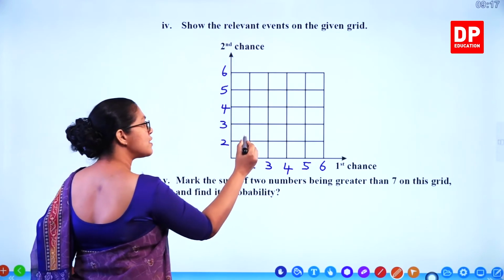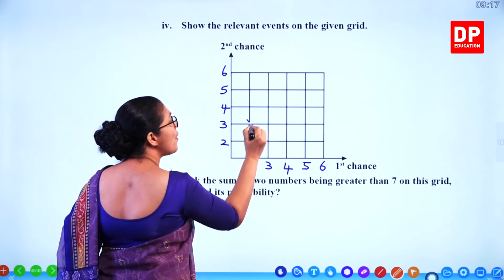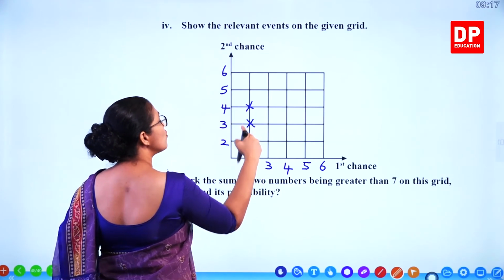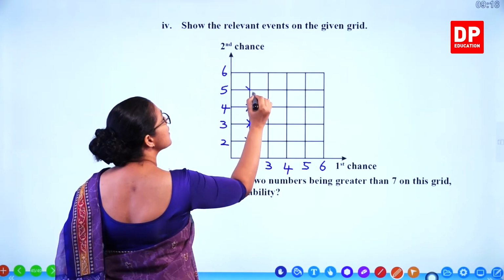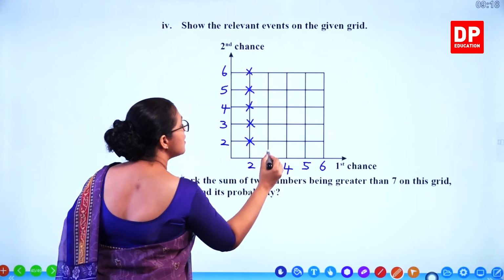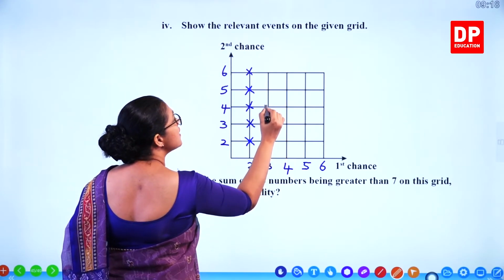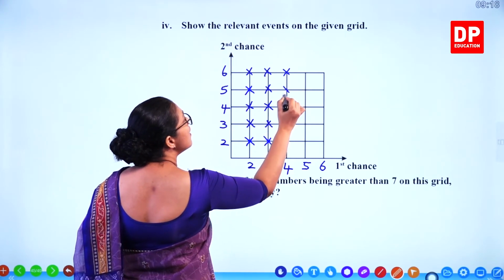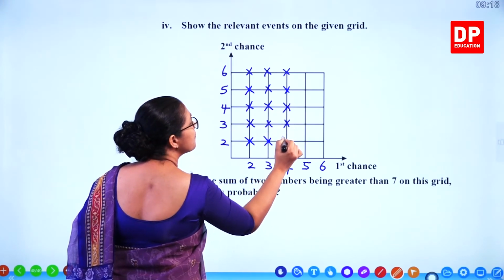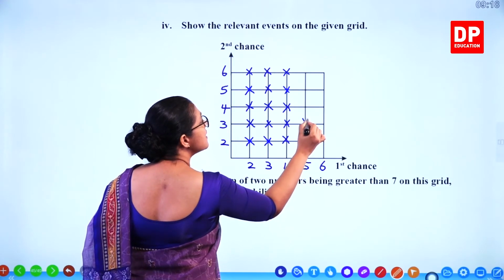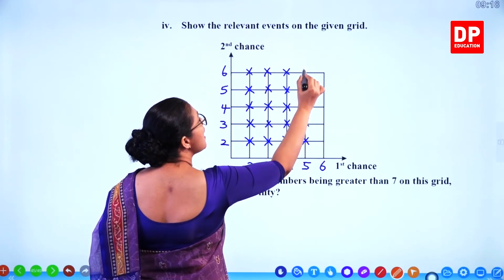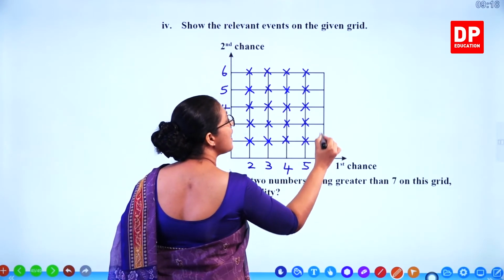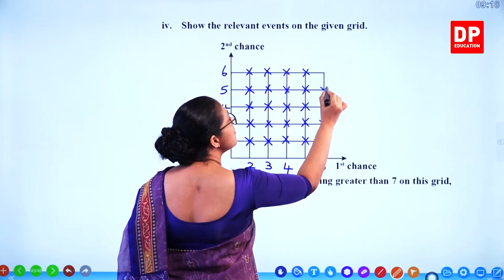Now what are the possibilities? You can mark all possibilities. First time 2, second time 2. First time 2 with 3, 2 with 6, 3 with 2, 3 with 3. All these possibilities are there. So how many possibilities? How many numbers here this way? 1, 2, 3, 4, 5. 5 times 5, 25 possibilities are there.